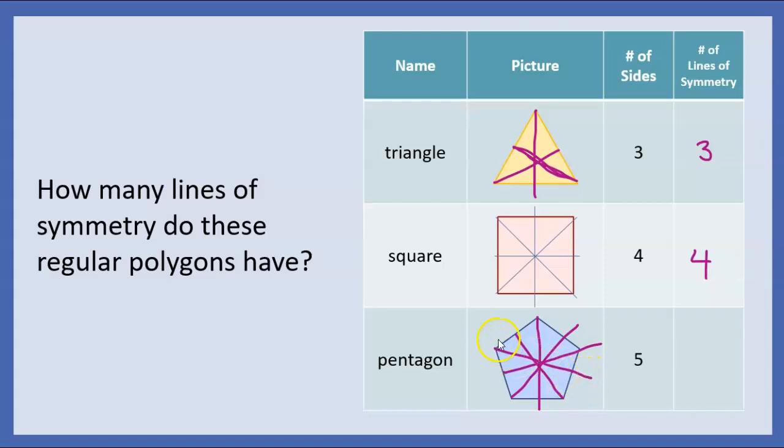So every single one of these, we took a vertex over to its opposite side. Vertex to opposite side, vertex to opposite side, vertex to opposite side, vertex to opposite side. So basically we have one line per vertex. Well, we have 5 vertices, just like we have 5 sides. So this is 5 lines of symmetry. Interesting. Do we see a pattern forming here? Maybe we see a pattern forming.